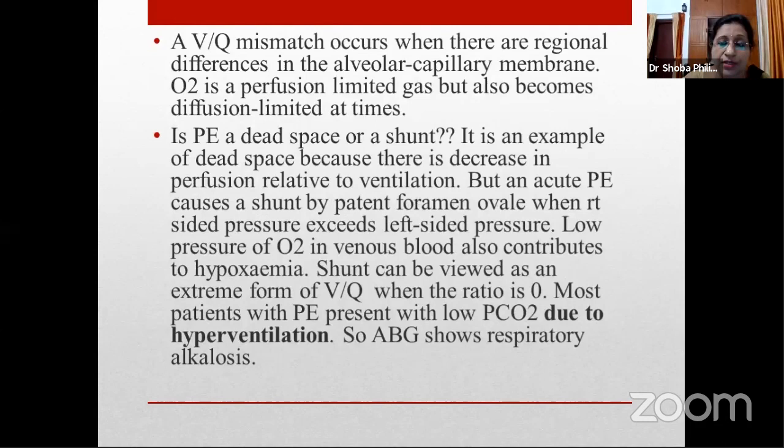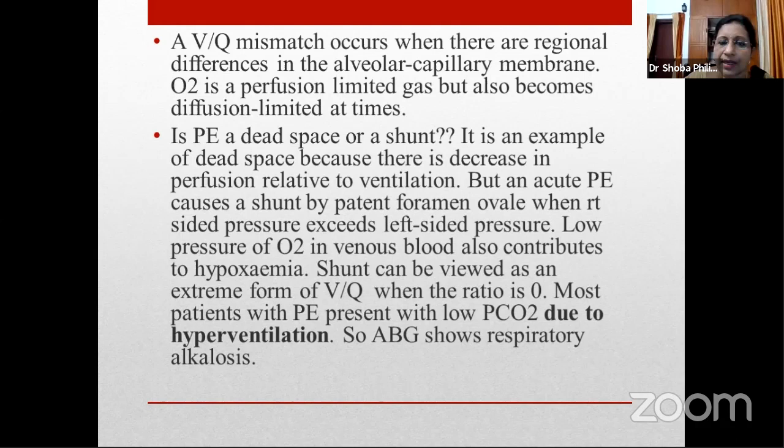Now, many of us may ask, is PE, pulmonary embolism, a dead space or is it a shunt? It is actually an example of dead space because here there is a decrease in perfusion related to ventilation. Here the shunt can be viewed as an extreme form of V/Q where the ratio is zero. Most patients with pulmonary embolism present with low PCO2 because of the hyperventilation. And what you find in the ABG is a respiratory alkalosis. So it is a dead space ventilation that you see in pulmonary embolism.